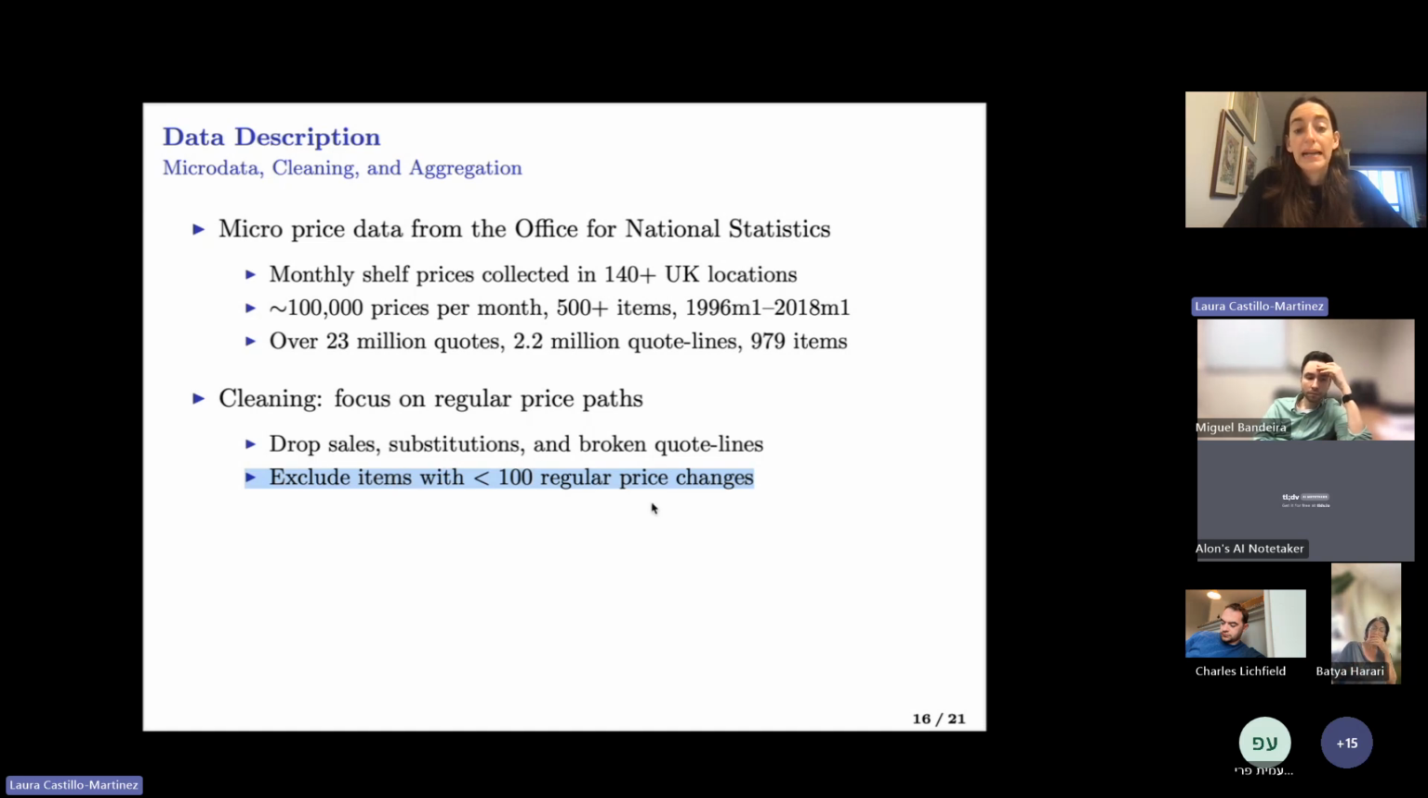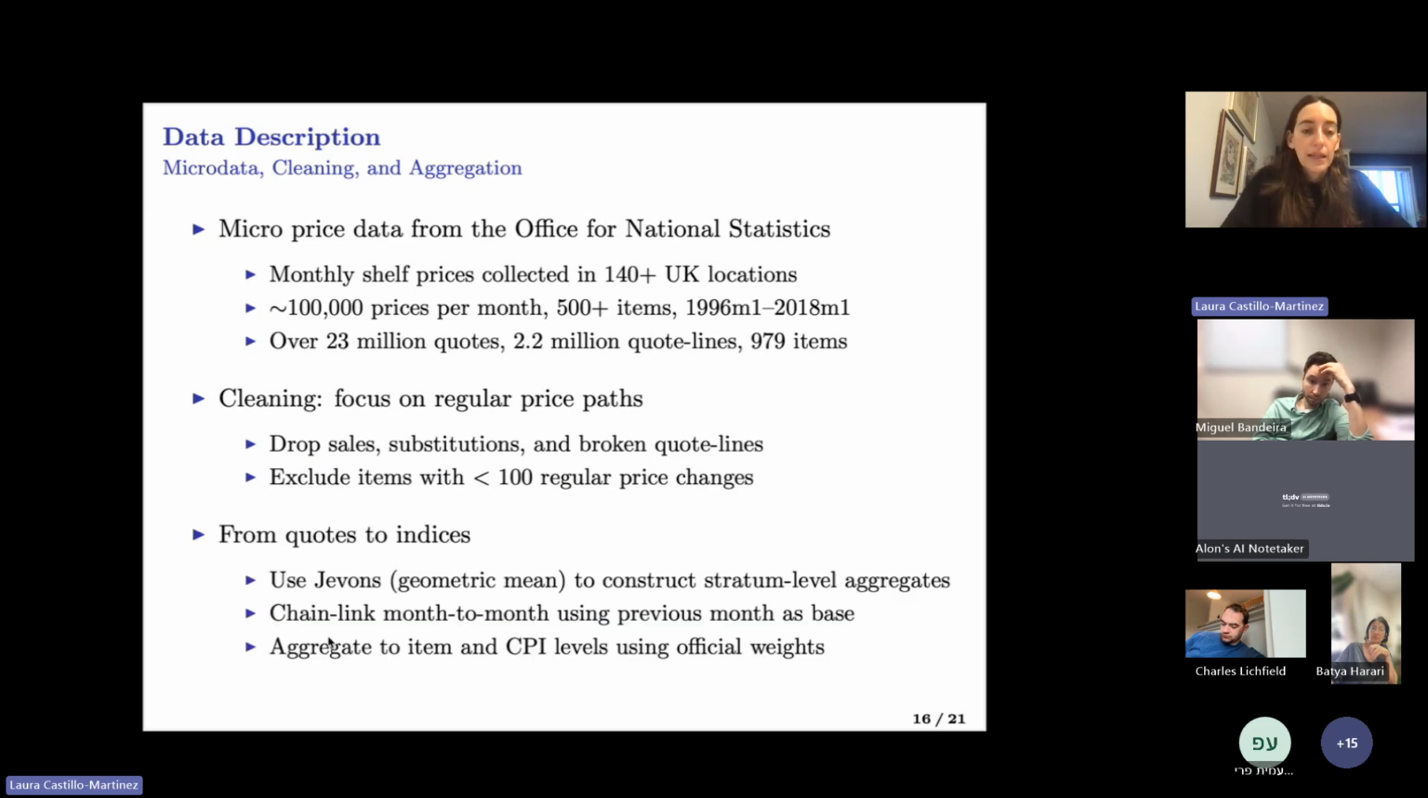We're just going to look at items where we have enough price changes so that we can infer something. If a price doesn't change over time, there's very little we can say. We need price changes to be able to do all this inference when it comes to what is the underlying reason for that price change. There are also some details that I'm going to spare you on how we move from quotes to indices, because we're going to have to do this at different levels.